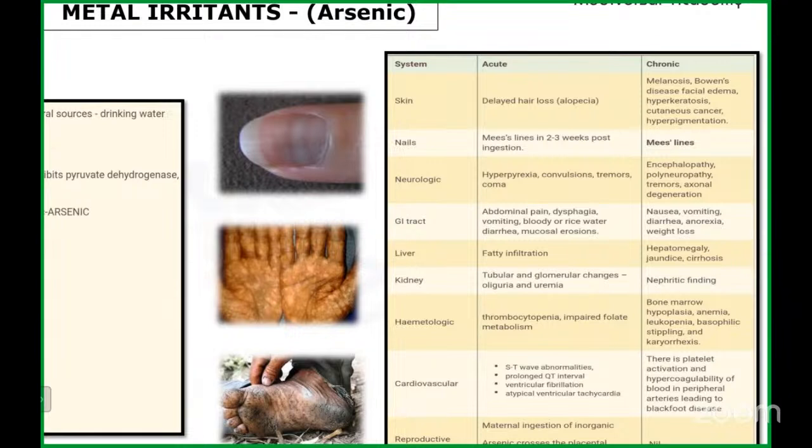However, weight loss is something again that is chronic. Mucosal erosions are acute. Mucosal erosions, I mean red velvety mucosa, punched out ulcer-like lesions. Liver shows fatty infiltration, which is an acute feature. In kidney, you have tubular damage and glomerular changes, which again look more like an acute feature. The nephritic syndrome-like feature, where you have casts and dysmorphic RBCs, all of that is a chronic feature that you get in arsenic poisoning.